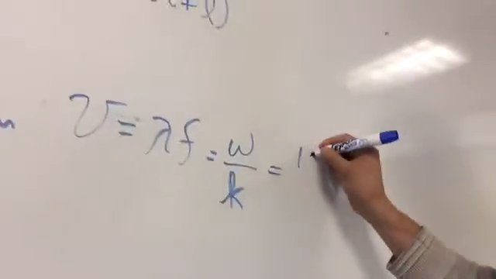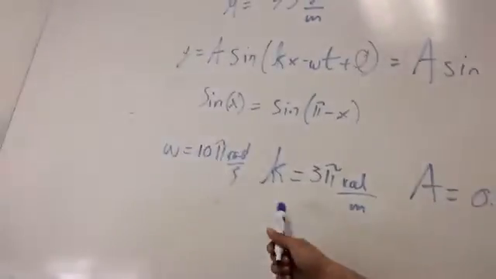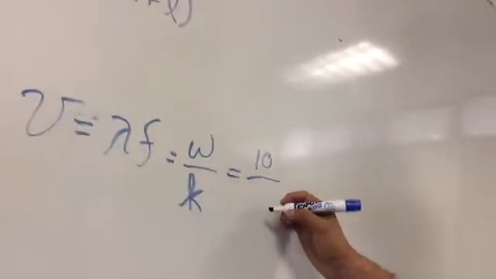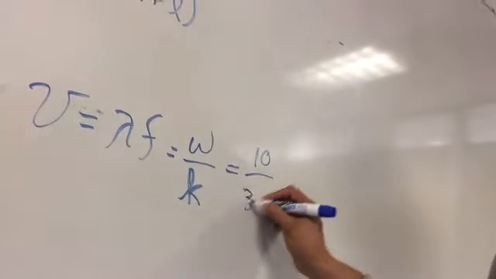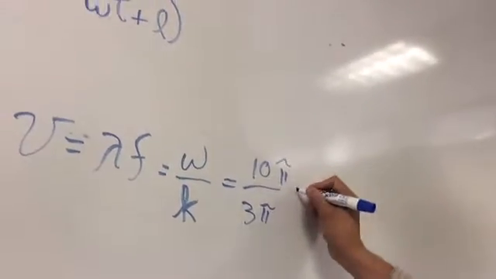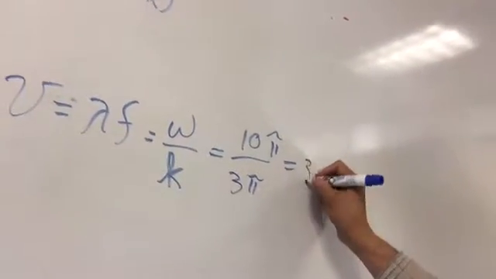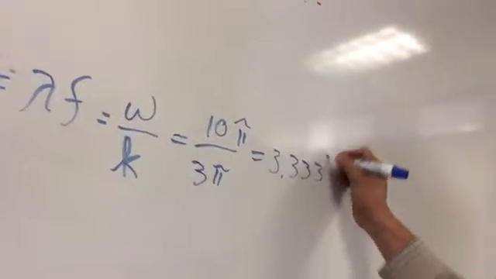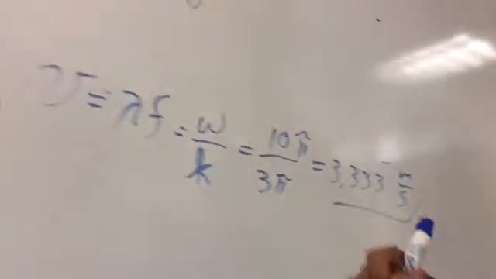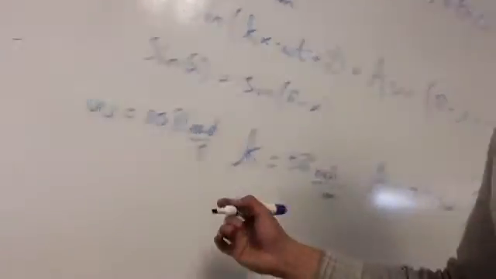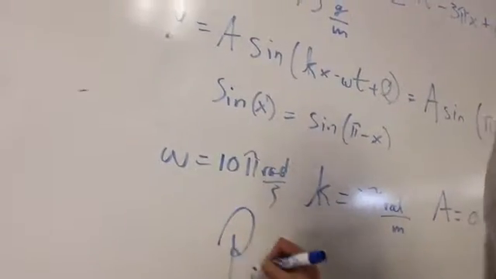We know this one is 10π, and this one is 3π. By solving this, we obtain 3.3333 and so on, meters per second, because it's our velocity. Now we have all the variables we can use, so we are asked to obtain the power, which is the average power.